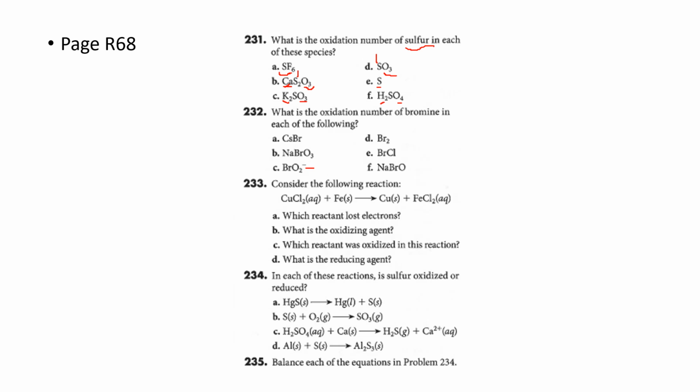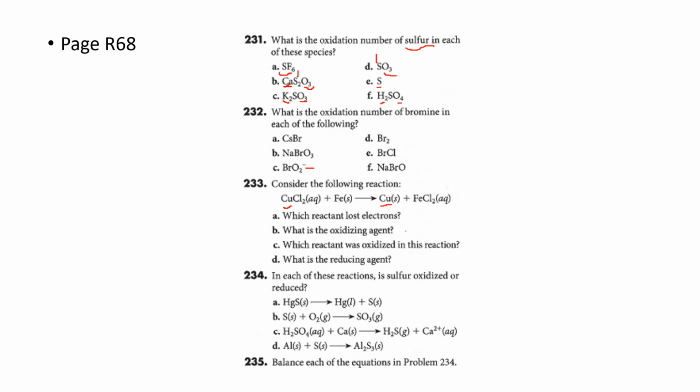For part B, which one is the oxidizing agent? Remember, oxidizing agent is causing something else to be oxidized, which means it itself is being reduced. Copper is going from a 2+ over here to a 0 over here. Sorry, I wasn't pointing earlier. I think I'm pointing, but I feel like you can't see it. So anyway, copper is going from a 2+ to a 0, which means it is being reduced, and that is our oxidizing agent for part B.